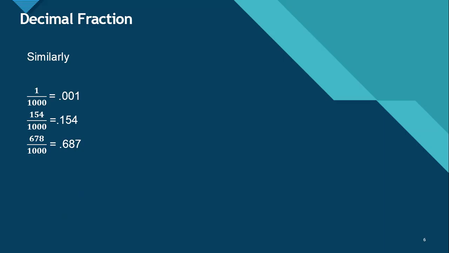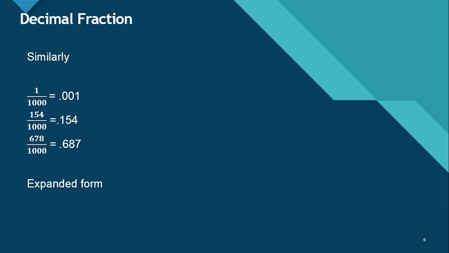Yeah, I made one mistake. The numbers are different, so please forgive me. This is 678 by 1,000, so that will be 0.678. That is not 0.687. Okay, this is the mistake that I made.